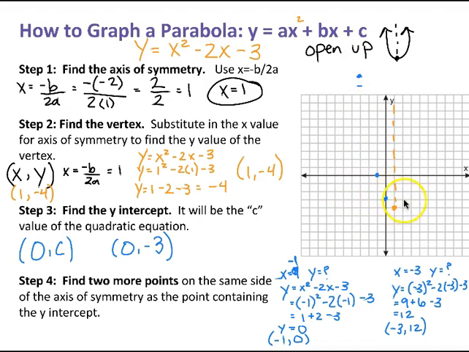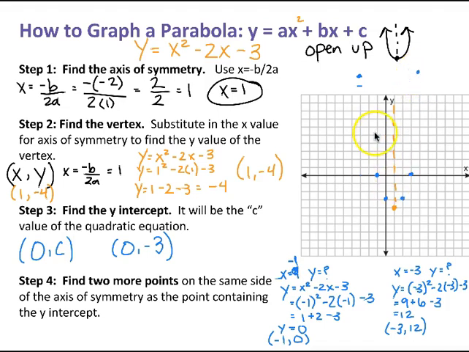Then I want to reflect all these points across my axis of symmetry. I'm going to reflect these. This point is 2 units away on the left, so I'm going to go 2 units away on the right, and then same with up here. This one is, what do we do? 1, 2, 3. So it's going to be 3 away up here.